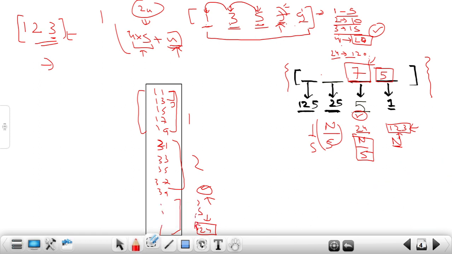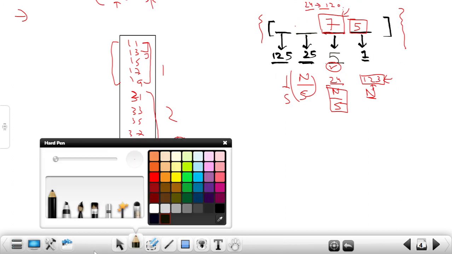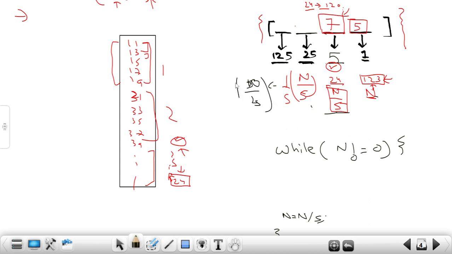So our implementation will look something like this. I need a while loop, and this while loop is going to run while n is not equal to 0. And inside this, I'm dividing the value of n by 5 each time, isn't it? n by 5, then again if I do n by 5, then I will have n by 25, then again I will divide by 5, so it will give me n by 125. This is what I'm doing.